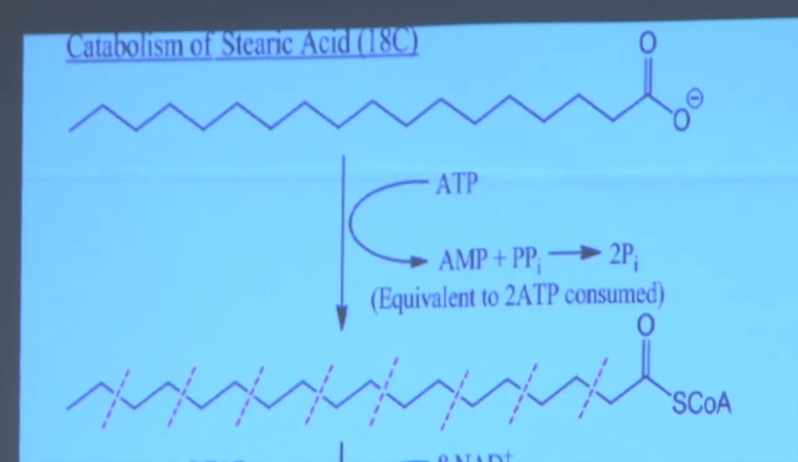With 8 rounds of beta oxidation, well, every round of beta oxidation produces what? 1 NADH and 1 FADH2. And so with my 18 carbon chain, if I'm going to go through 8 rounds of beta oxidation, I'm going to get 8 NADHs and 8 FADH2s. I'm also going to get my 9 acetyl-CoAs. What am I going to do with those acetyl-CoAs? Send them off to the citric acid cycle.